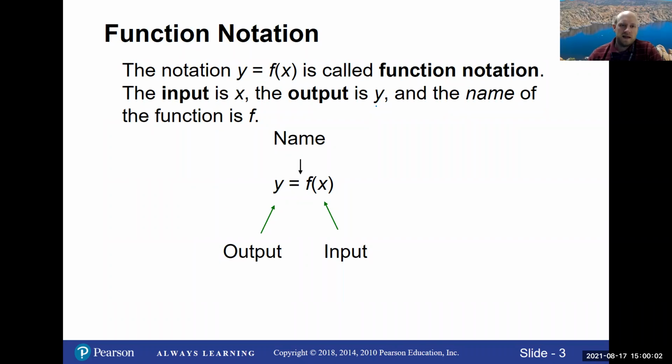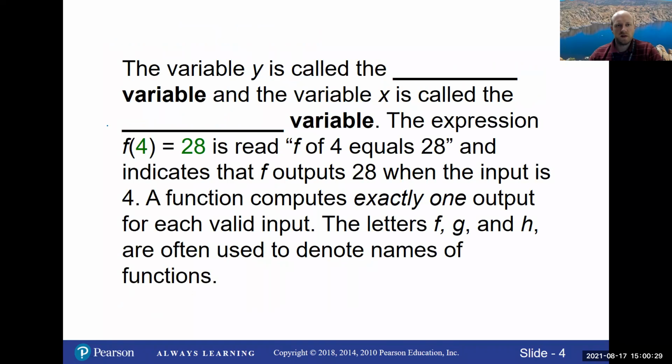So the notation that we use is Y equals F of X. That is called our function notation. Y is the output, and X is the input. Whatever we put in for X in F of X, we're going to get an output of Y, and we'll demonstrate that here. But before we do that, let's define a couple of other things.